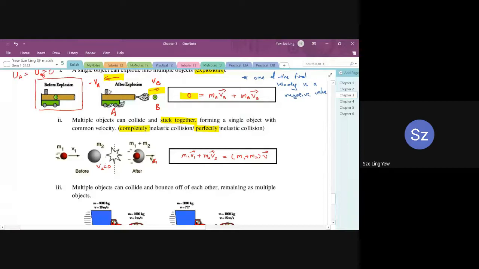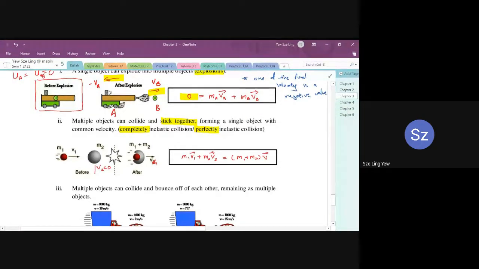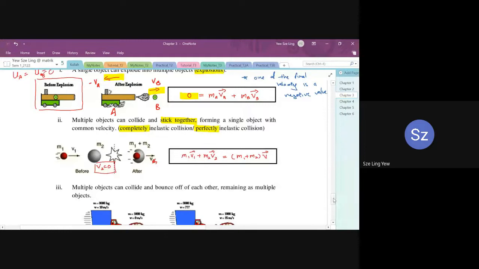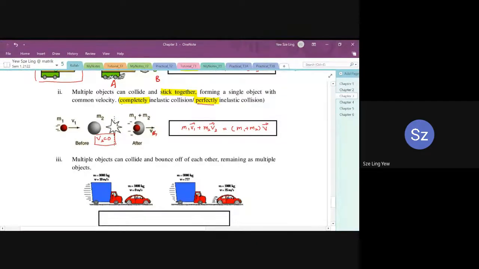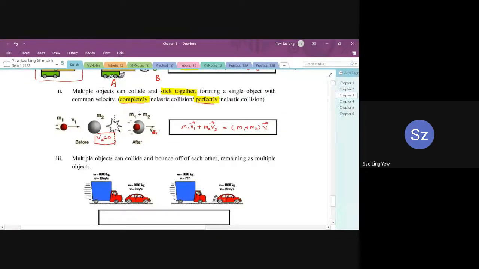So make sure you modify the diagram a little bit. M2 is moving with V2, so even though it equals 0, you need to write it down. And then after they collide, they stick together. Only if they stick together do we say they are perfectly inelastic. The term perfectly or completely tells you two objects stick together.